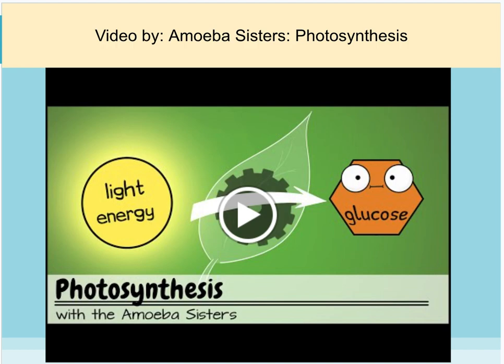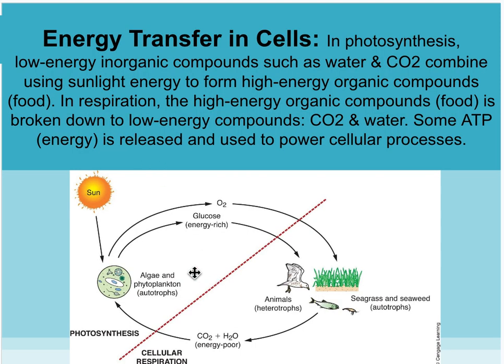This is a video by Amoeba Sisters on photosynthesis that goes into that in a little more depth if you need it. In this slide, I show a little bit of a breakdown of what that looks like. So, let's start here. Carbon dioxide and water, once the plant has brought them inside, the plant can use energy from the sun and recombine these two things to make sugar and oxygen.